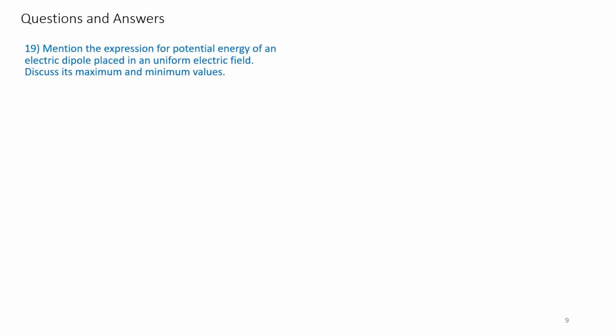Question number 90. Mention the expression for potential energy of a system of an electric dipole placed in a uniform electric field. Discuss its maximum and minimum value. Here, what he has asked is the potential energy of an electric dipole placed in a uniform electric field.